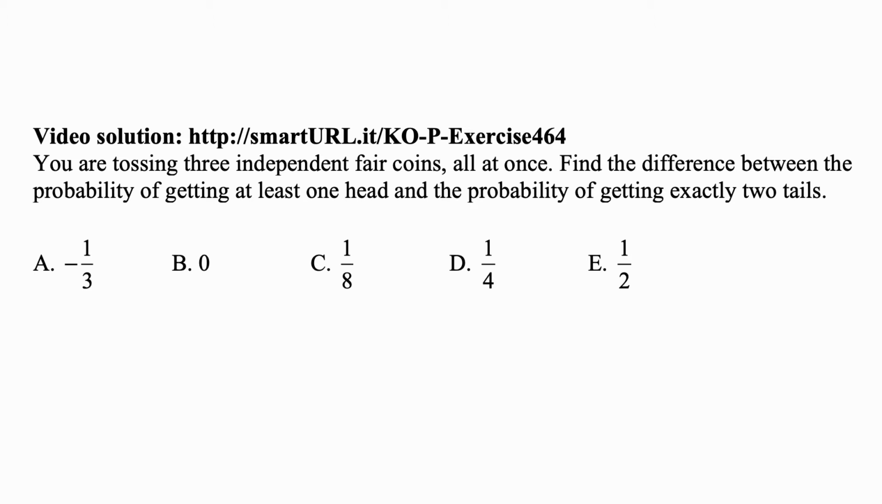Here's a problem for today for exam P on probability. You are tossing 3 independent fair coins all at once. Find the difference between the probability of getting at least one head and the probability of getting exactly 2 tails. This is actually a probability problem from a Polish textbook for 5th grade from 30-some years ago. So I hope that it's relatively easy.